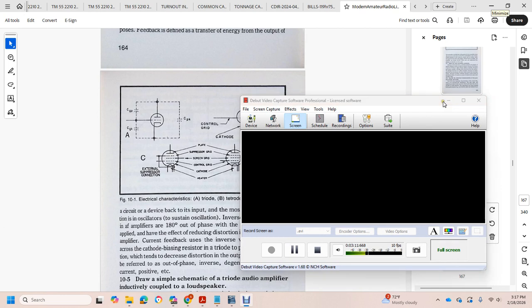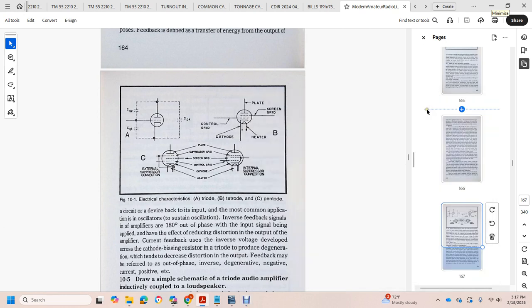Alright, the circuit feeds back to the input. The most common application is the oscillator, where the output feeds back. With inverse feedback, some of the output, 180 degrees out of phase, is applied to the input, reducing distortion in the amplifier output. Current feedback, the inverse role, is developed across the cathode biasing resistor in the triode, causing degeneration and decreasing distortion in the output.